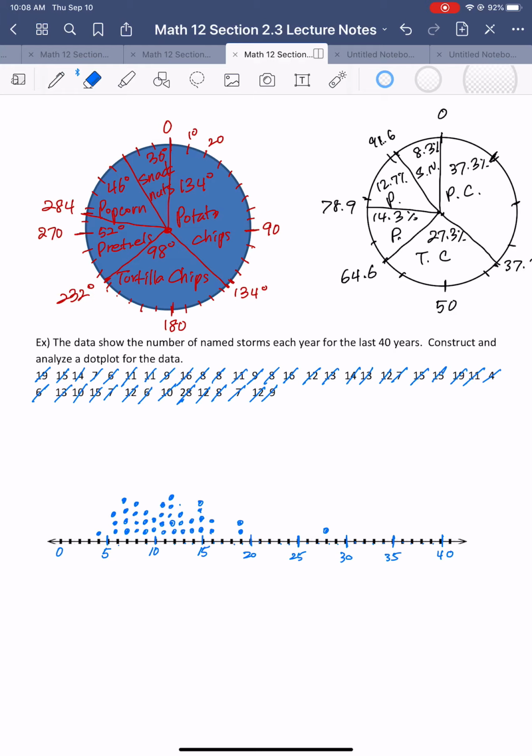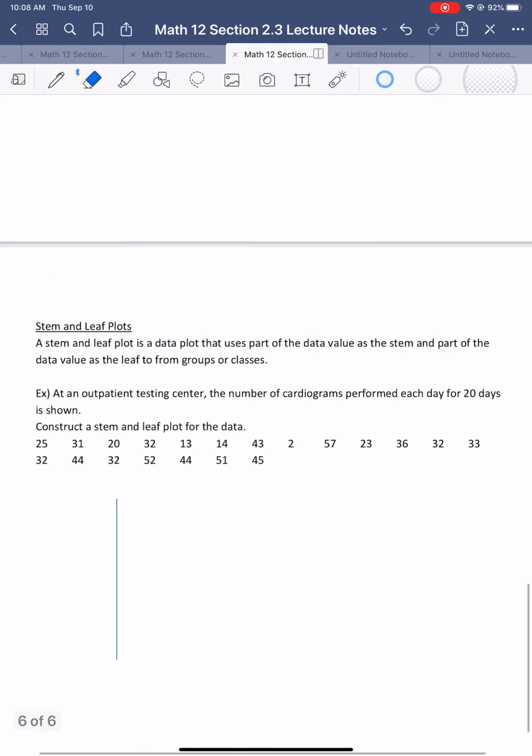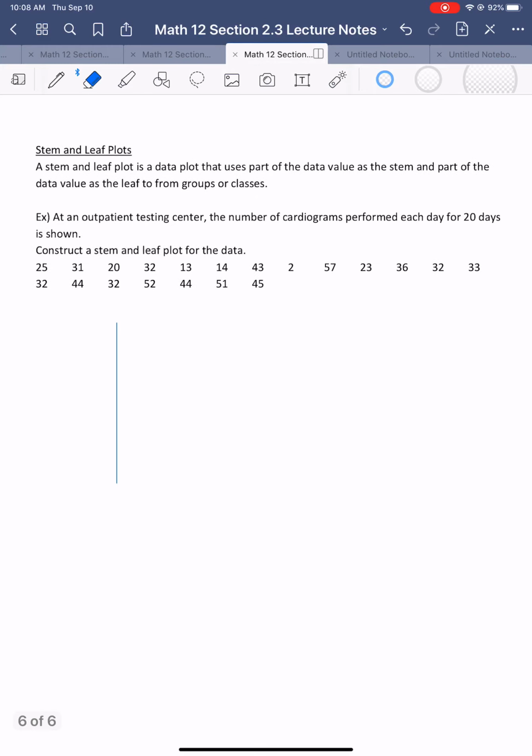Okay. All right. So this we call the dot plot. So it shows which data is the most frequent, right? Stem and leaf plot, which is the last one. Okay, so for this one, the stem and leaf plot is a data plot that uses parts of the data value as a stem and the other parts of the data value as a leaf, from the groups or classes.